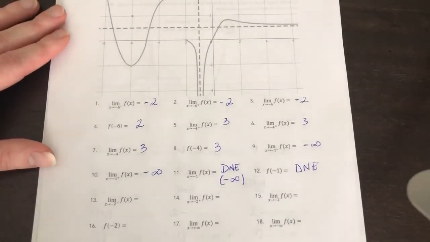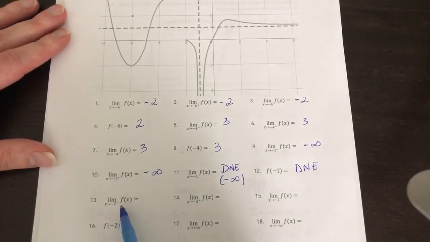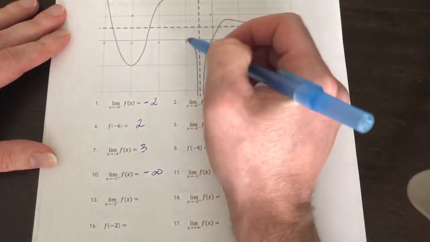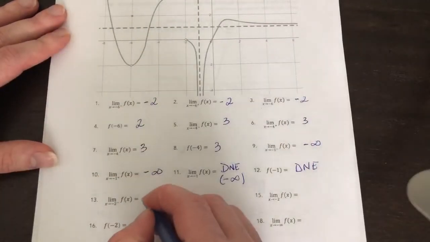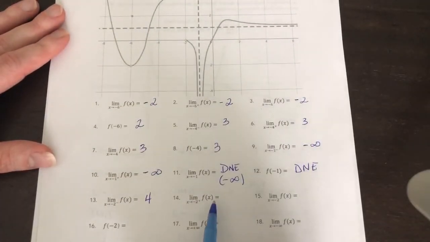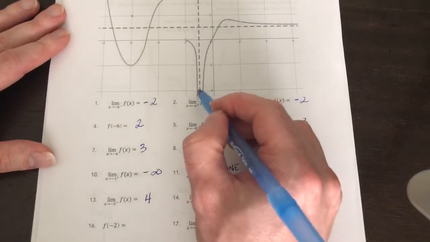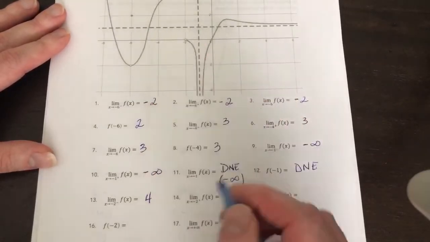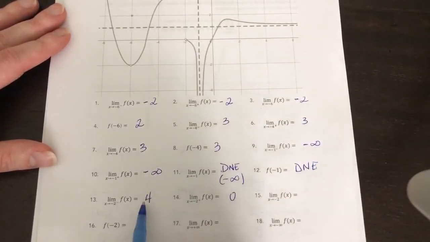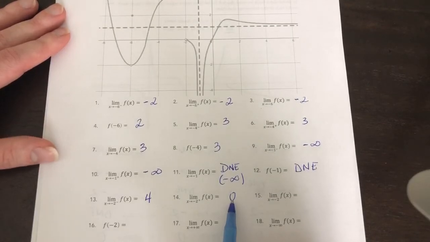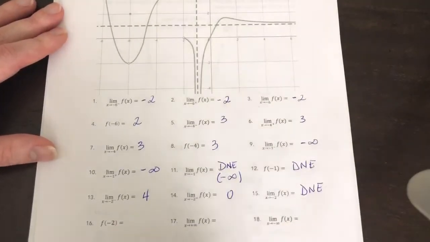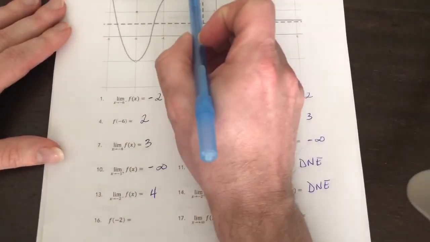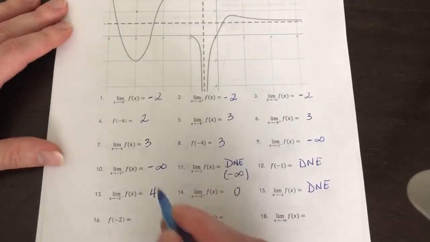The limit as x approaches -2 from the left-hand side. As I approach -2 from the left-hand side, my y value is 4. As I approach -2 from the positive side, from the right-hand side, it's 0. Since the left-hand limit does not equal the right-hand limit, it does not exist. And f of -2, we're looking for the solid point at -2, which is going to be 4.